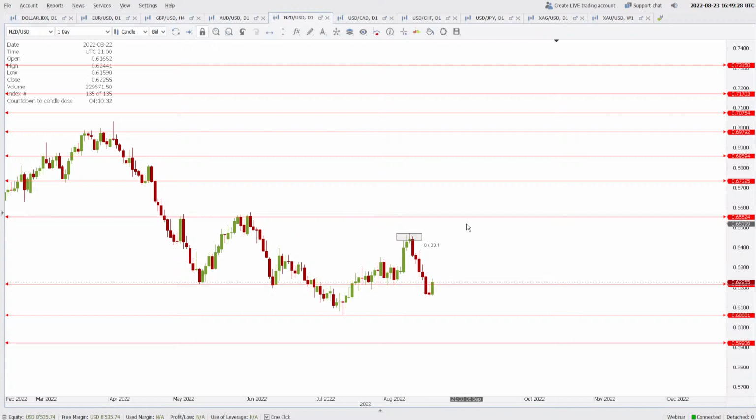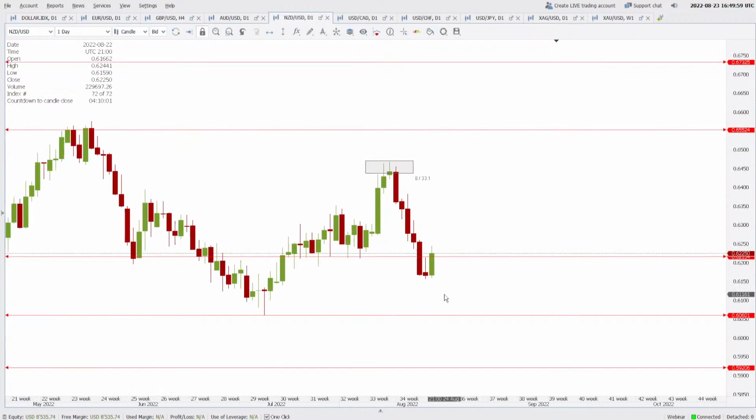Otherwise, I think more or less it should go towards the 0.6552 area here. So if we see a close higher than 0.6215, then we can say that this will be exposed. On the contrary, if we see a close below 0.6215, then 0.6060 will be exposed. Now why am I saying this on both sides? Because it is weak below 0.6215 and it is strong above 0.6215.